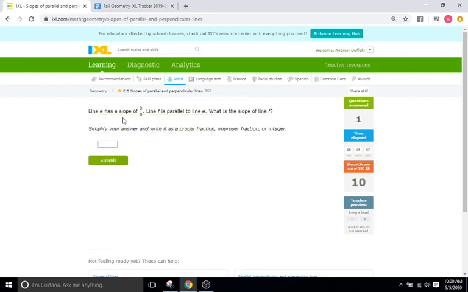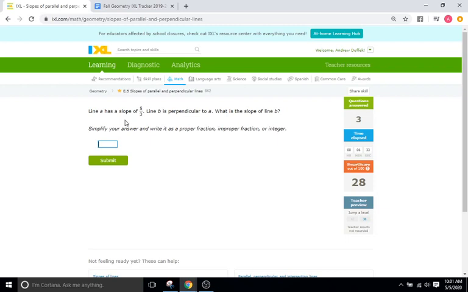Next, line E has a slope of 3 over 8, and line F is parallel. What is the slope of line F? Well, they're parallel, and one has a slope of 3 over 8, meaning they both have a slope of 3 over 8. Line J has a slope of negative 3 over 4. Line K is perpendicular. What is the slope of line K? Okay, well, negative 3 over 4 has the opposite reciprocal of positive 4 over 3, right? Because we're switching the negative sign to positive, and then we're switching the top and the bottom. So it's just going to be positive 4 over 3, like that.